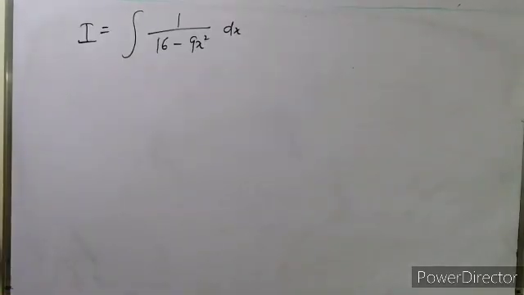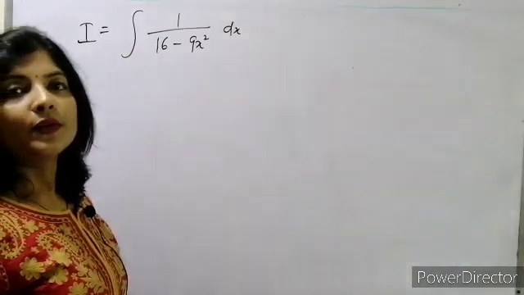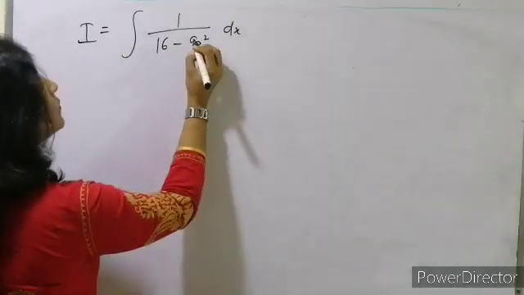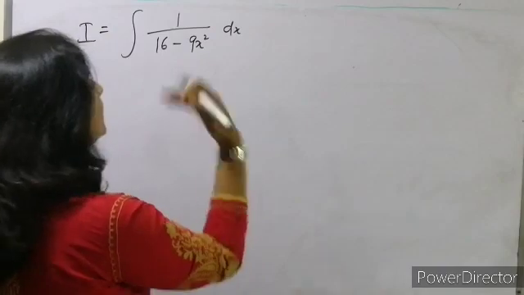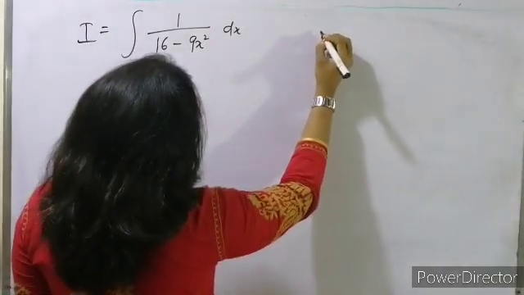Okay, so we have another question: integral of 1/(16 minus 9x square) with respect to x. We have to find out the integral. So first of all, we will see what form this is.